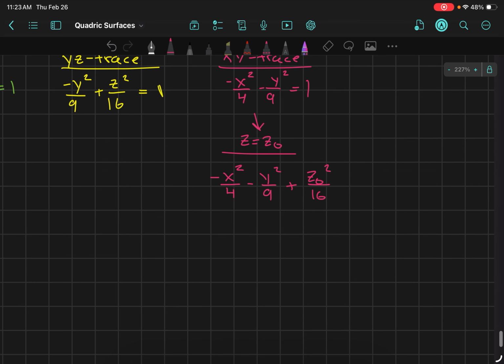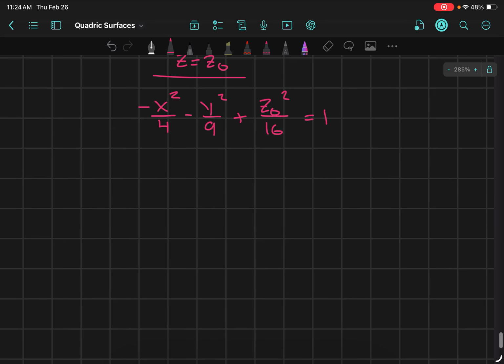Squared over 16 is equal to 1. So now we have negative x squared over 4 minus y squared over 9 is equal to, subtract that z naught out, 1 minus z naught squared over 16. Okay, we have a slight problem here.